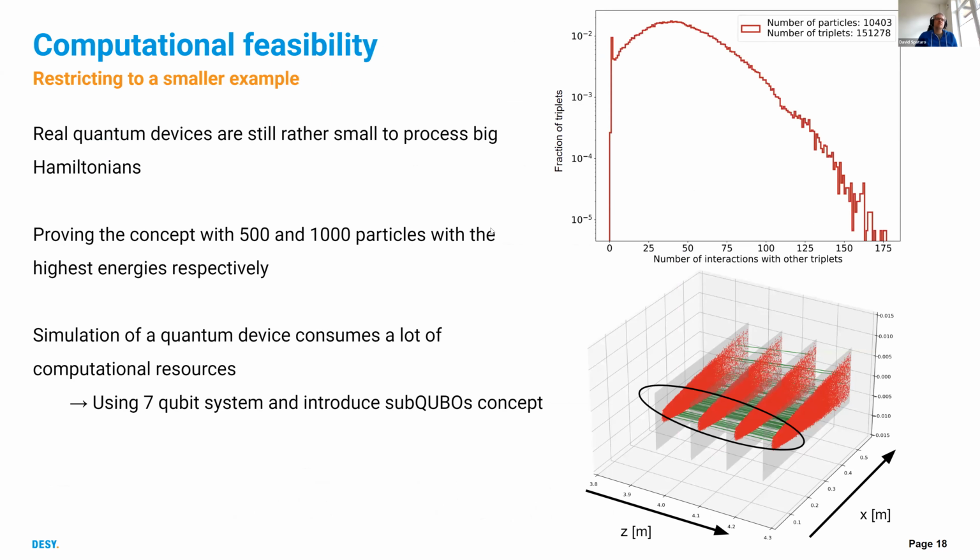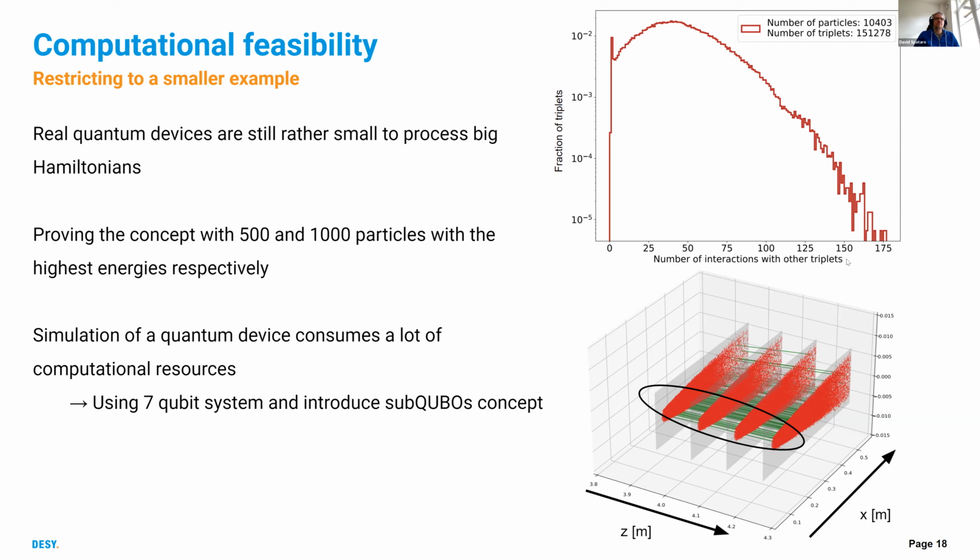Let's also talk about computational feasibility. If we would like to process a whole event at LUXE with a quantum computer now, we have to introduce a new concept to handle large Hamiltonians. And the reason is that if you're looking at one event with roughly 10,500 particles, we end up with 150,000 triplets. So we would need the same amount of qubits for it for a real device. But this number is totally out of reach at the moment.